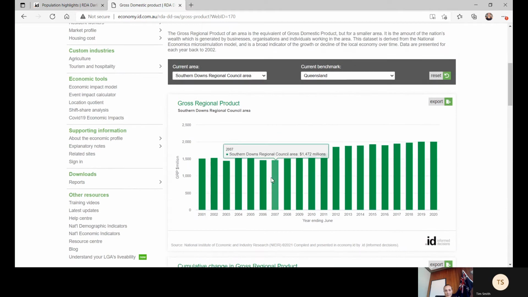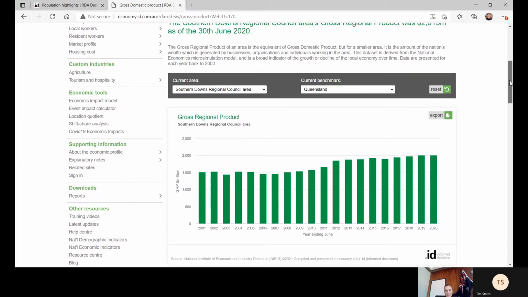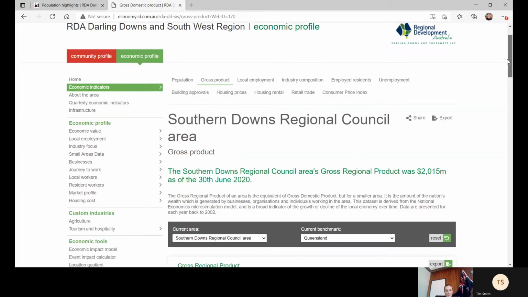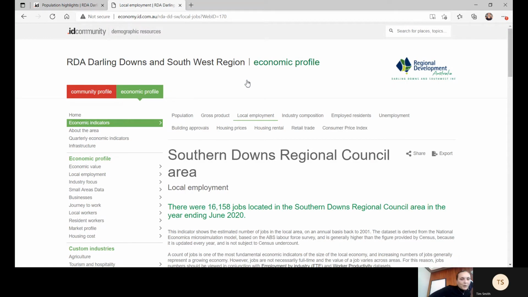We can see how that shift really took place in 2006, and we've seen one slight decline there in 2016. So you can see you guys have actually performed quite well despite COVID. So the next thing we look at, that's gross product. That talks about how our industries are performing. What we also want to look at is our local employment.